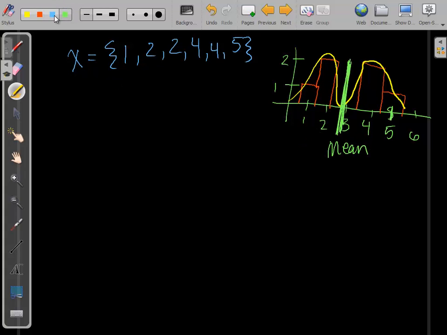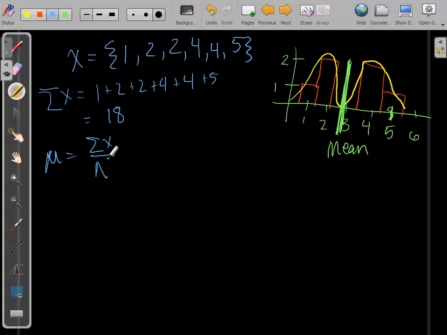Okay, so let's compute the mean. We need to have the sum of the scores. So 1 plus 2 plus 2 plus 4 plus 4 plus 5. Okay, so that's all together, let's see, 6, 6, 12, 13, 15, 18. And so then the mean, mu, is equal to the sum of the scores divided by the total number, so that's 18 divided by 6, so that's 3. Hey, we see that already, so here's our mean right there at 3.